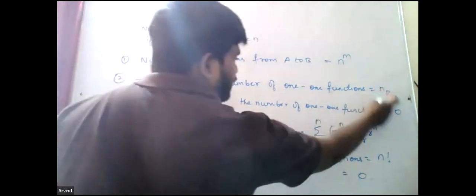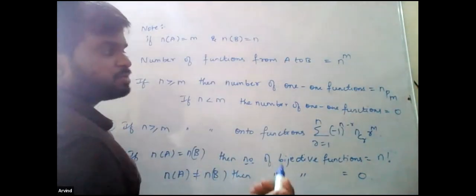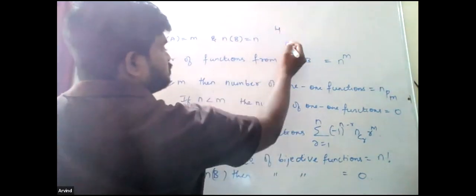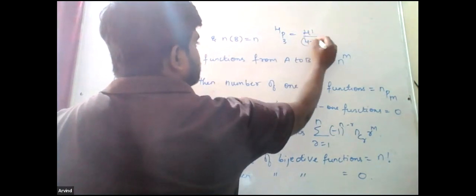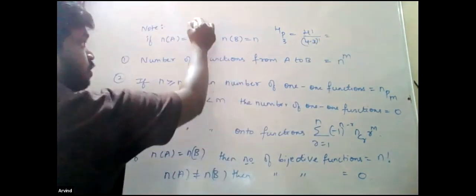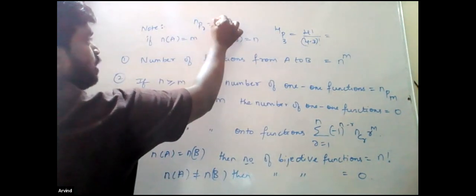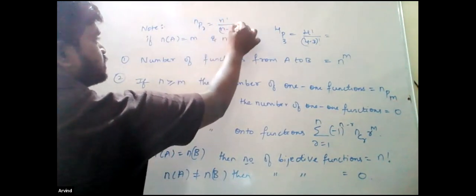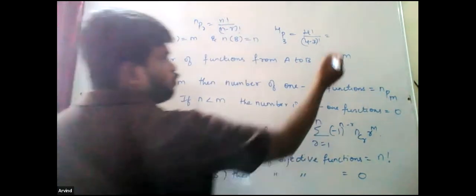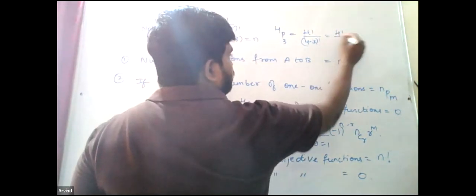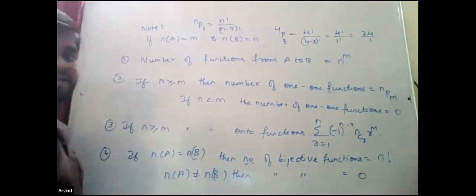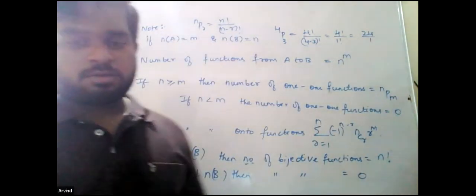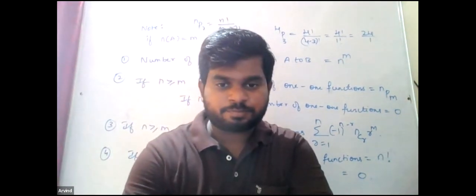If you want, it is nPm, where n is the number of elements in B and m is the number of elements in A. The number of elements in B is 4. So 4P3 is 4 factorial divided by 4 minus 3 factorial, because you know nPr is equal to n factorial divided by n minus r factorial. So 4 factorial divided by 1 factorial. 4 factorial is 24. 1 factorial is 1 itself. So 24 by 1 is 24 itself. So 24 is the correct answer.